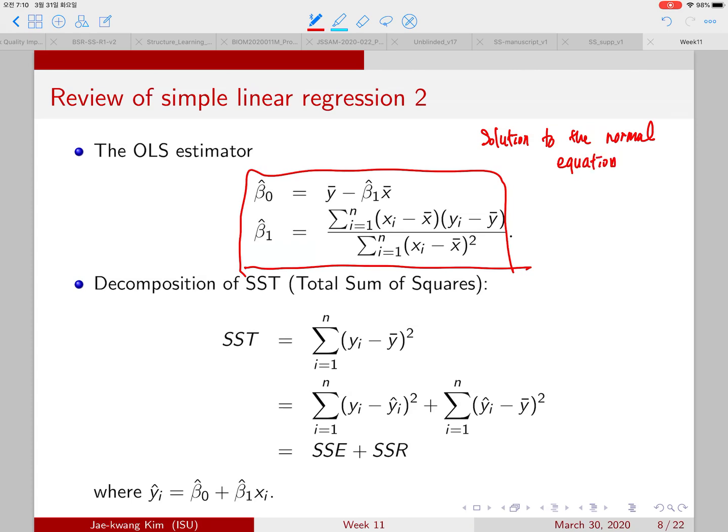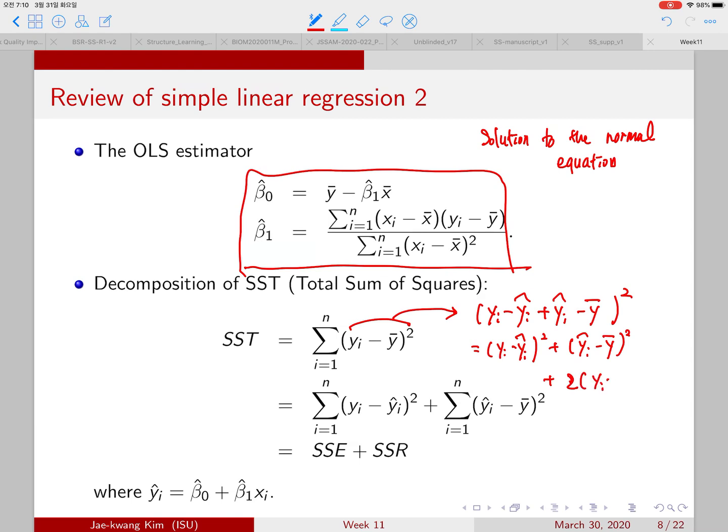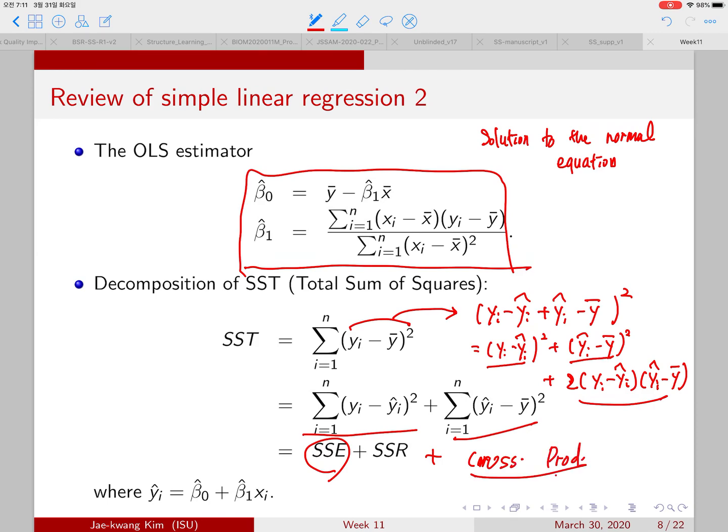Now, let's take a look at the total sum of squares. You can always write it this way, and then you can expand the squared terms, something like this, 2 times the cross product. The summation of this term is the sum of squares error, and this term is the sum of squares due to regression. And the cross product term is 0.